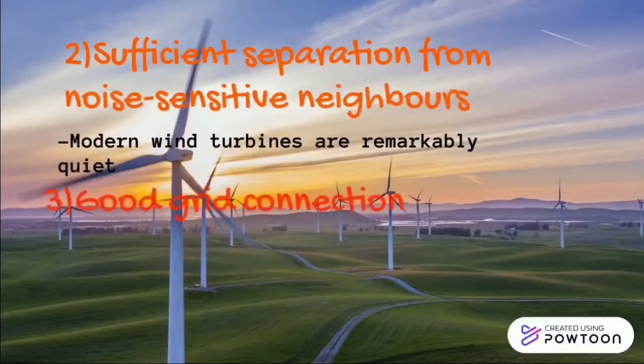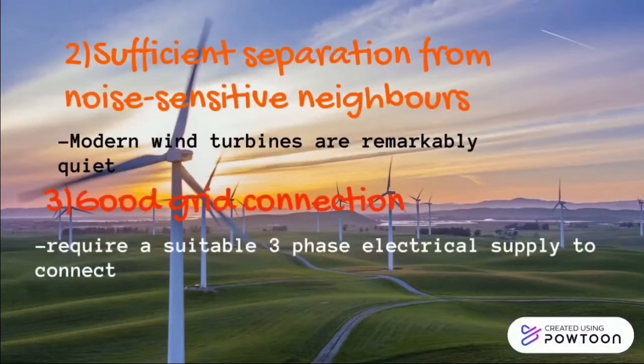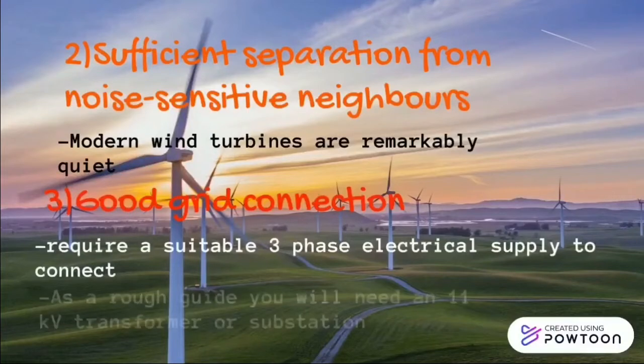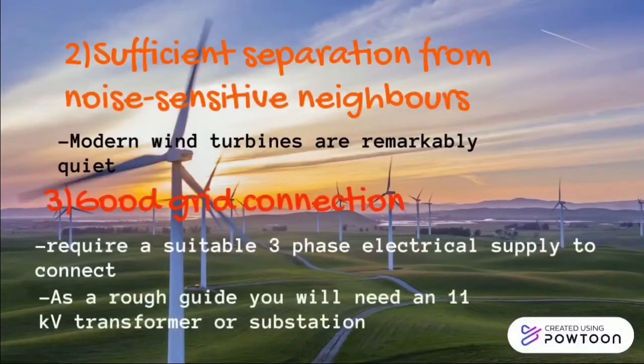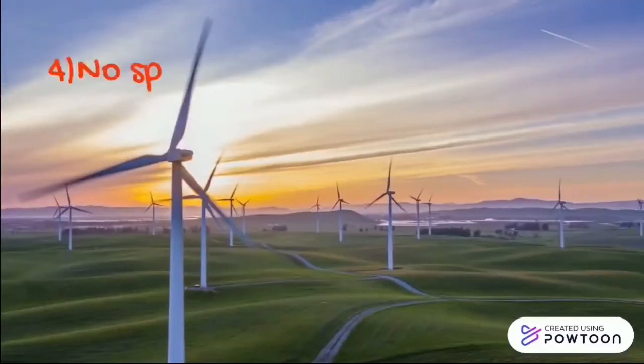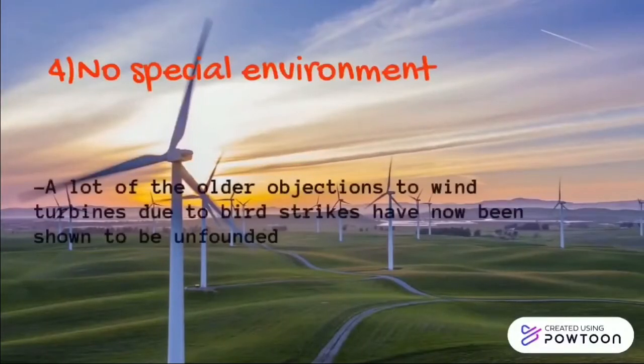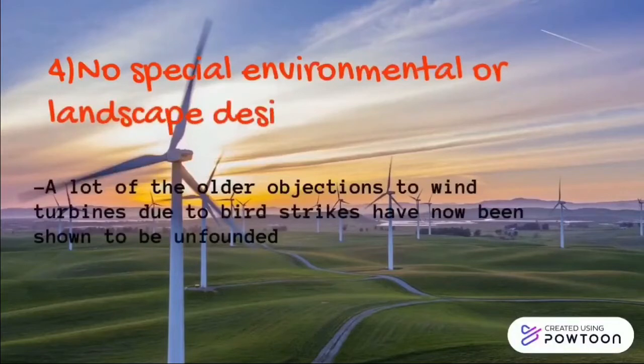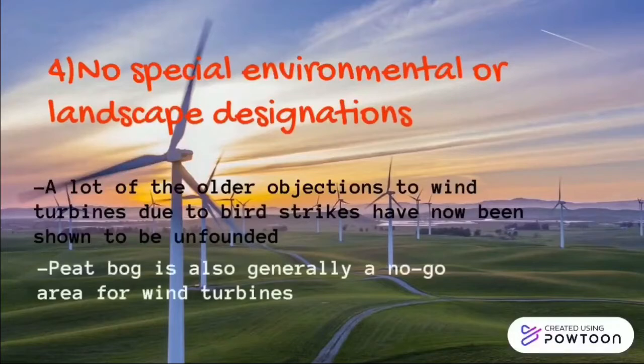Next is a good grid connection. It requires a suitable 3-phase electrical supply to connect. As a rough guide, you will need an 11 kV transformer or substation. The last one is no special environmental or landscape designations. A lot of the older objections to wind turbines due to bird strikes have now been shown to be unfounded. Peat bog is also generally a no-go area for wind turbines.